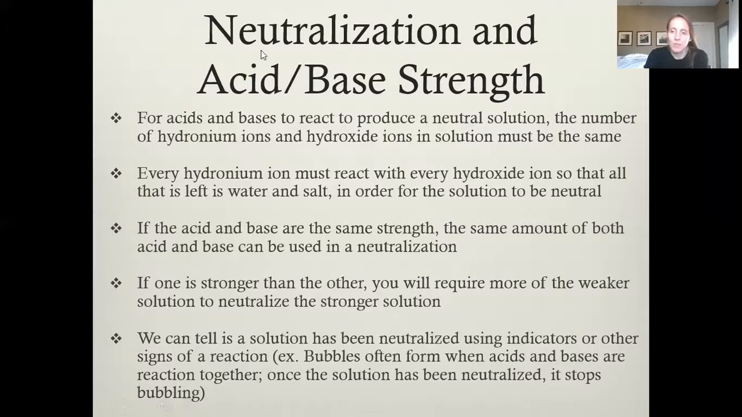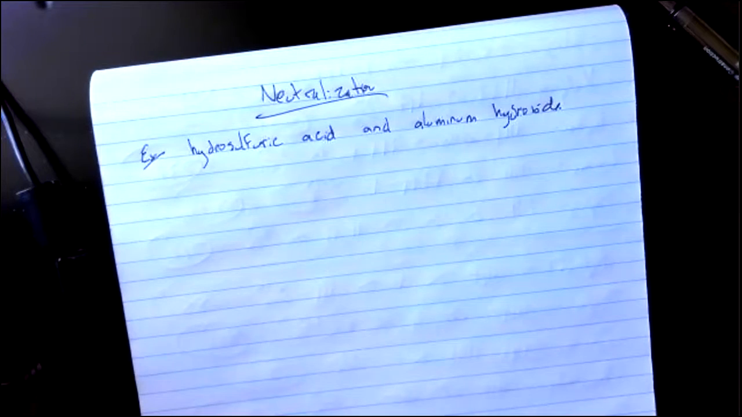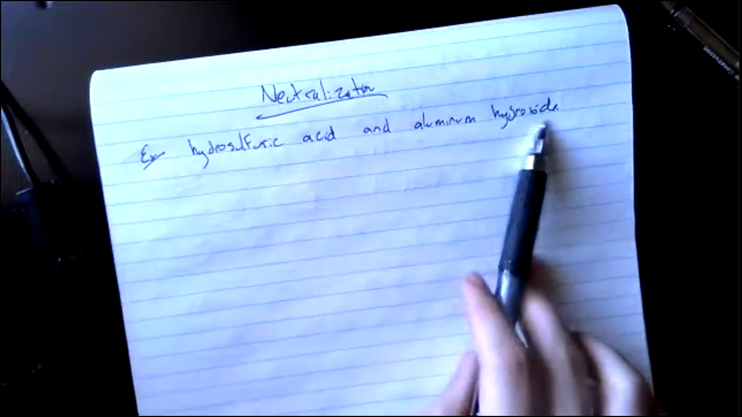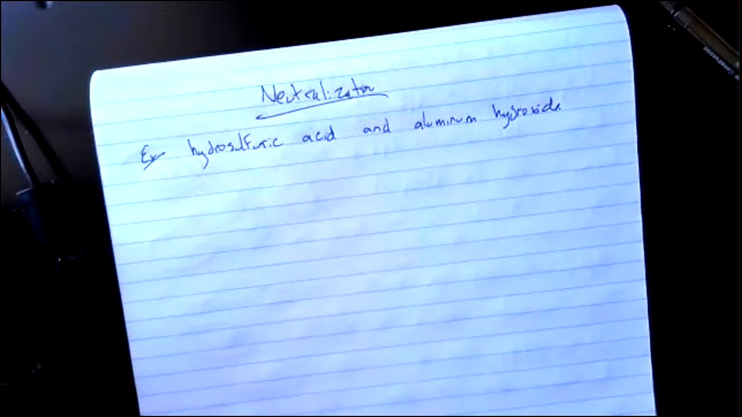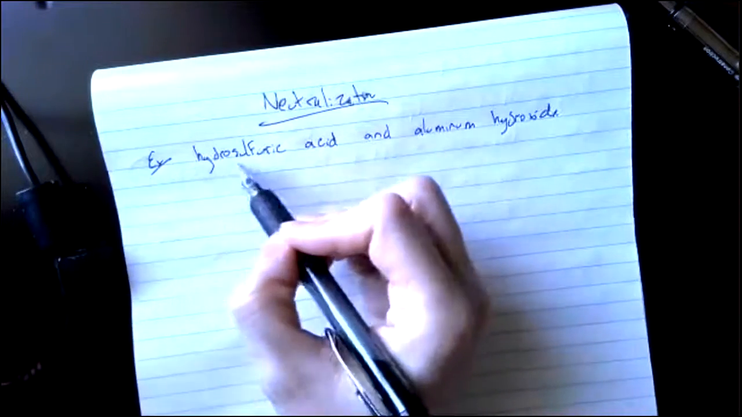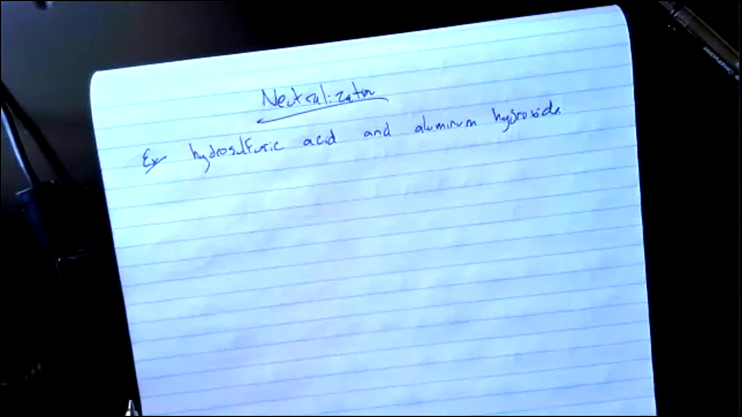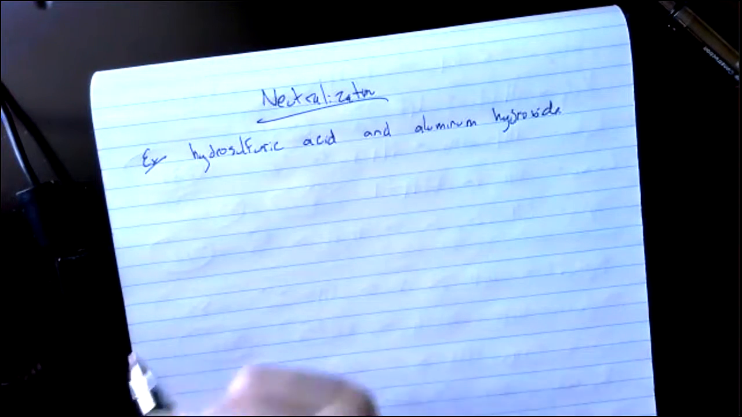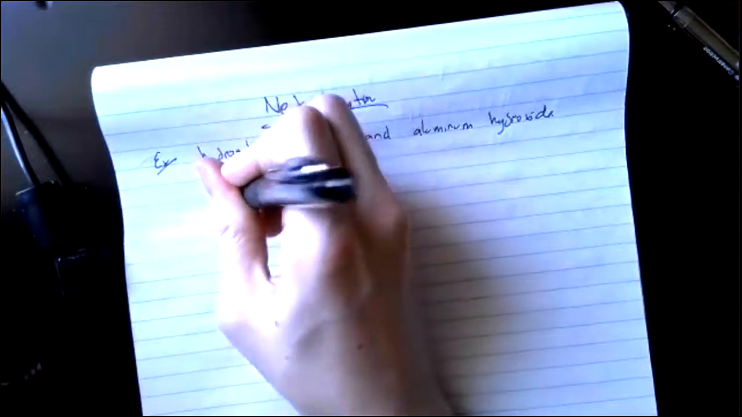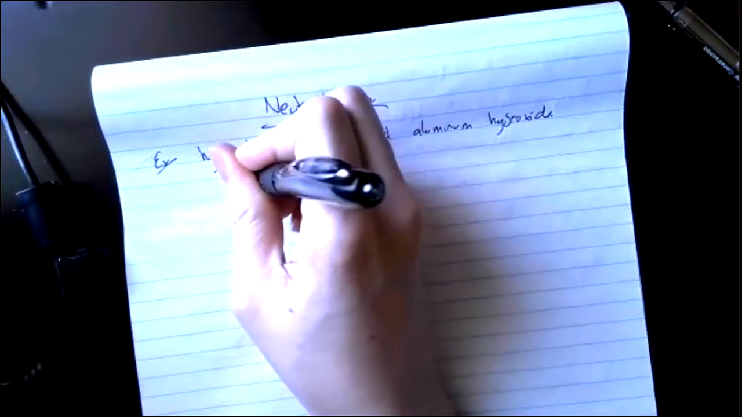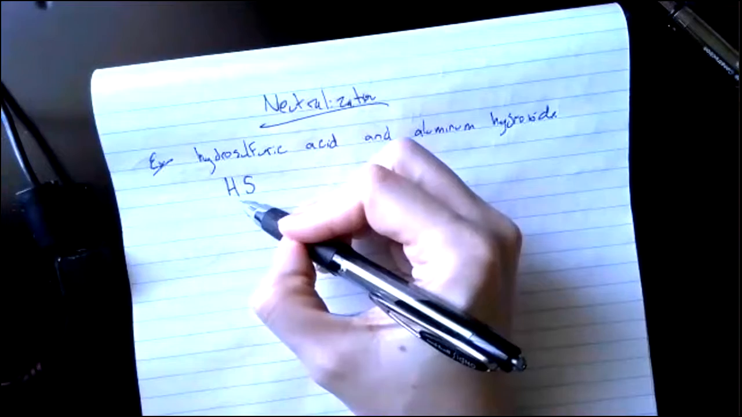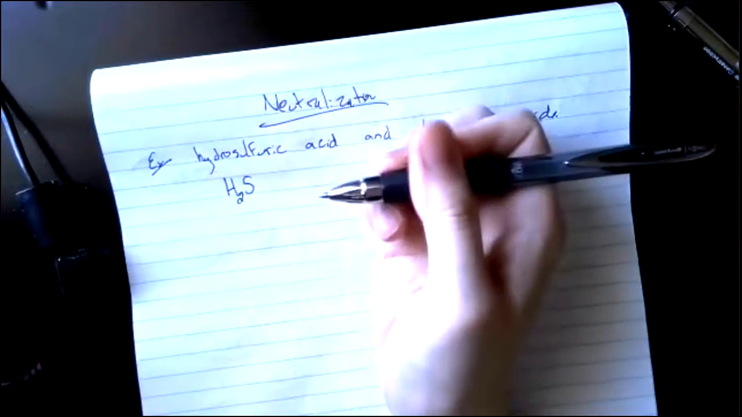Okay, I'm just going to go over a couple examples of writing neutralization reactions. Okay, so for the first example here, we have hydrosulfuric acid reacting with aluminum hydroxide. So obviously our first step is to write out our formulas for our acid and base. Hydrosulfuric acid, this hydro tells us that we are not dealing with a polyatomic acid, it's just one of the normal ones. So hydro tells us there's an H, sulfuric tells us there's an S, and then we cross our charges and get H2S.